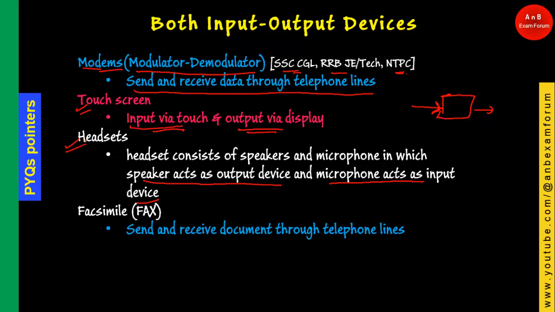And the next one is a fax. The full form is facsimile. Fax, as you know, is used to send or receive documents through telephone line. It is similar to a modem, but a modem is used to send or receive data, whereas fax is used to send or receive documents. In administrative offices, the fax machine is very popularly used because it is used to send or receive documents, obviously through telephone lines.